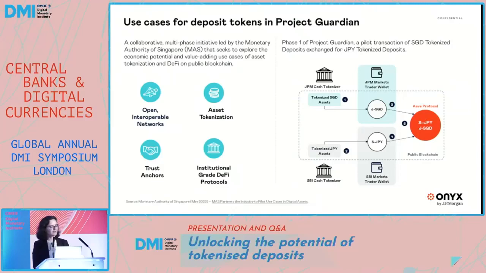So under Project Guardian, JP Morgan issued Singapore dollar deposit tokens for an FX transaction opposite SBI on the public blockchain Polygon. SBI issued a Japanese yen tokenized deposit, and these were traded in a cross-currency transaction. The tokens and the protocol used in the transaction were designed to restrict unknown parties from transacting with the tokens and the protocol. The deposit token smart contract required that only authorized parties could instruct transfers by attaching a verifiable credential developed by JP Morgan.